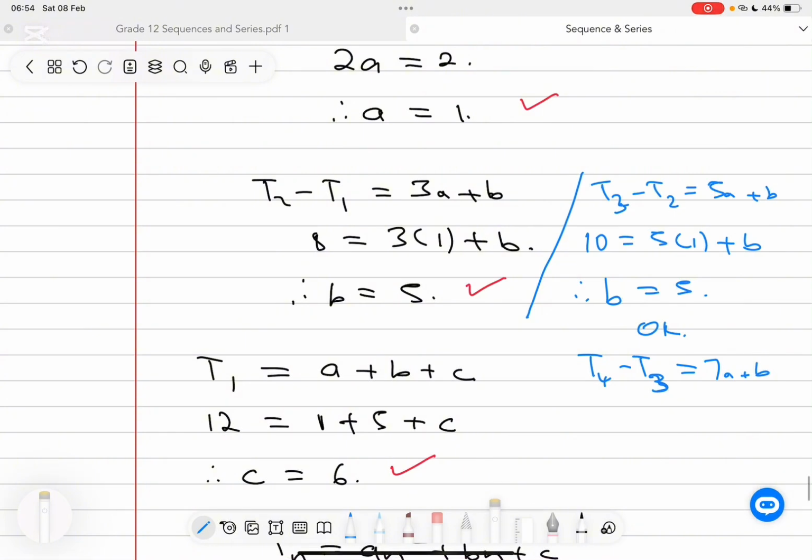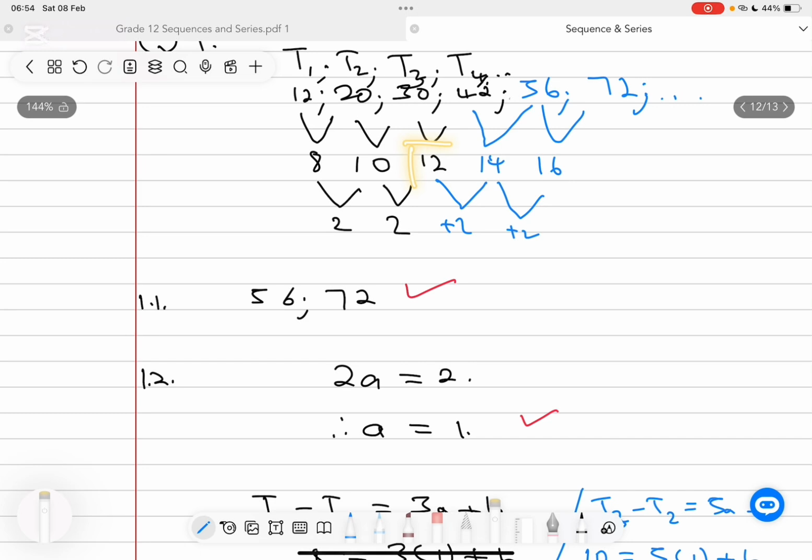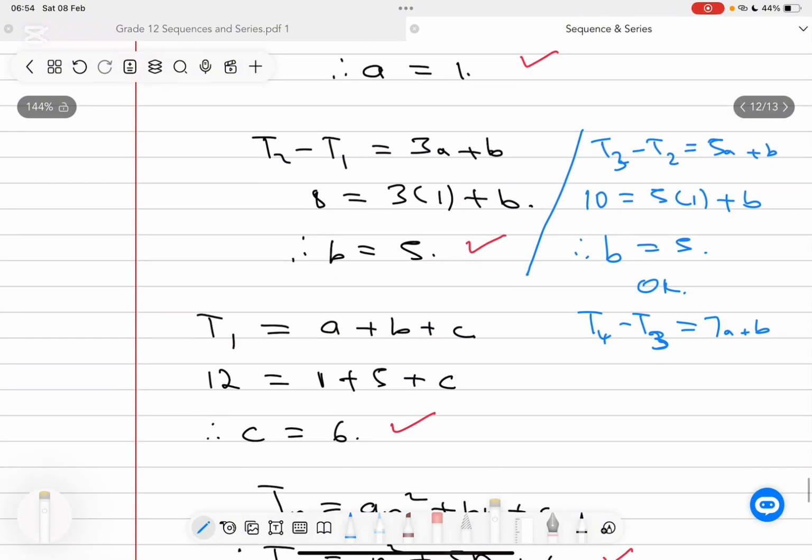Now in this case, how we're going to use this, we'll say the third of our first difference, which is this here, T4 minus T3, is equal to that. So that means here you're going to write that 12 is equal to 7 times 1, which is the value of A, and then plus B. You should be able to get the same answer. I want you to go try to find the value of B using this method, and check if you get the 5 as we have found it.